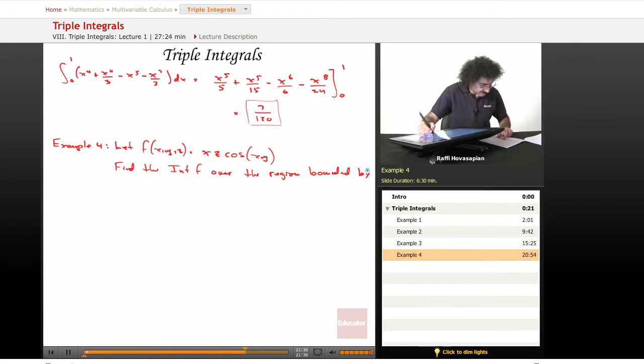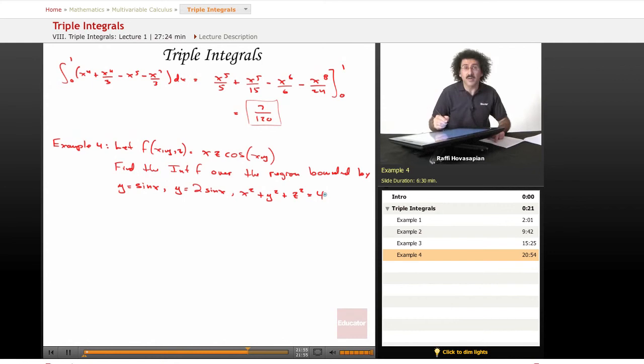bounded by y equals the sine of x, y equals 2 sine of x, x squared plus y squared plus z squared equals 4, and z less than or equal to 0. Okay, so these are our boundaries. y equals sine x, y equals 2 sine x, x squared plus y squared plus z squared equals 4, and z is less than or equal to 0.